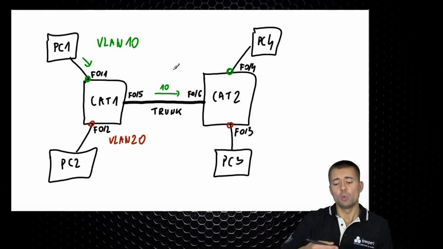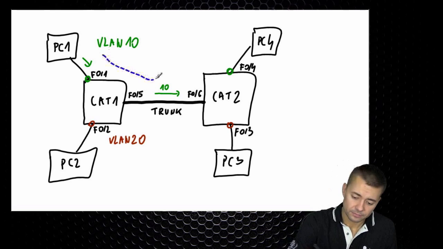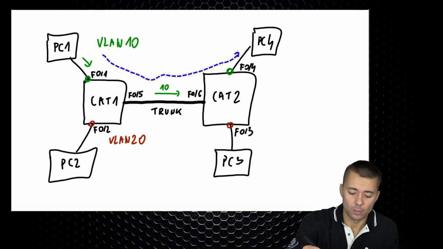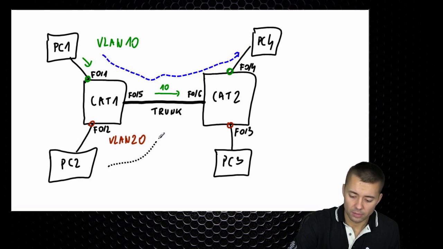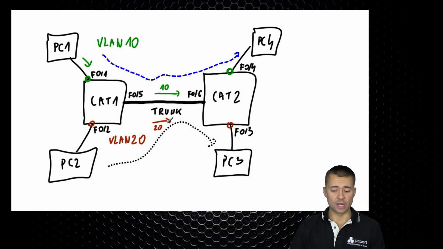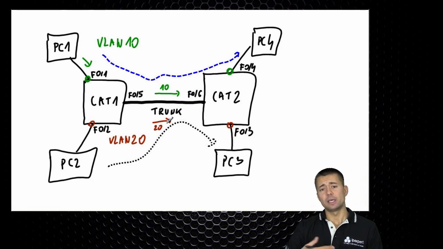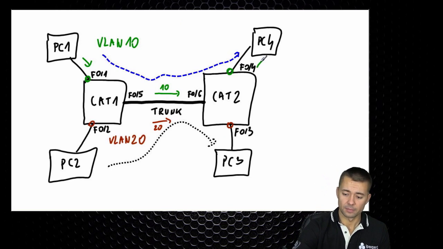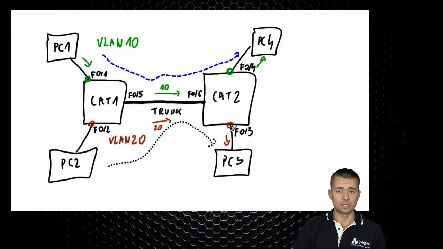So when PC1 wants to talk to PC4, the frame is going to be tagged with VLAN 10. And when PC2 wants to talk to PC3, the frame is going to be sent with VLAN 20 over the trunk. So when Catalyst 2 gets the frame, it sees the tag value and is able to send the frame to the correct VLAN and to the correct device. So this is the concept of trunks.